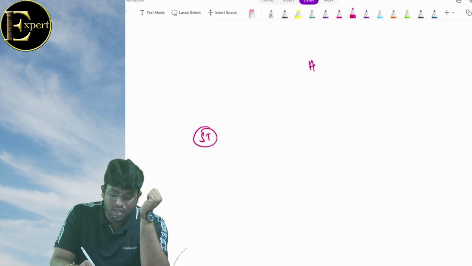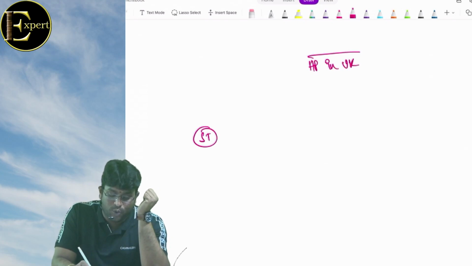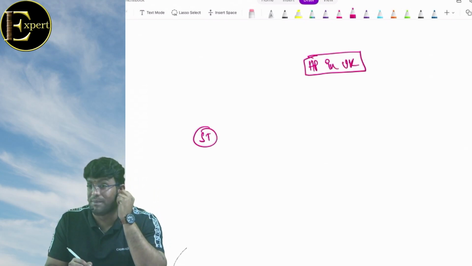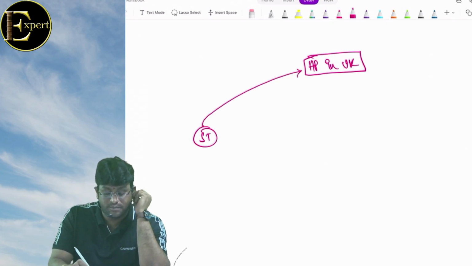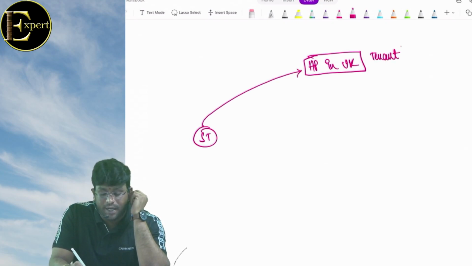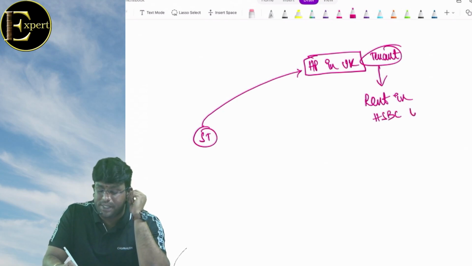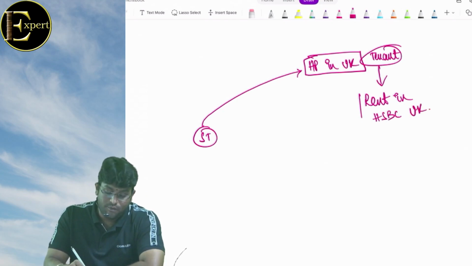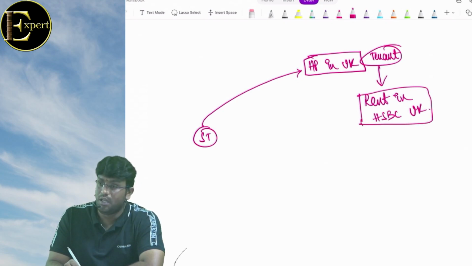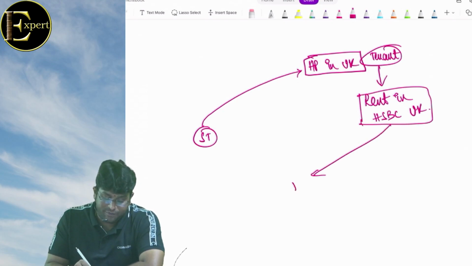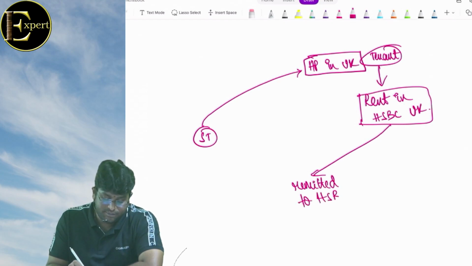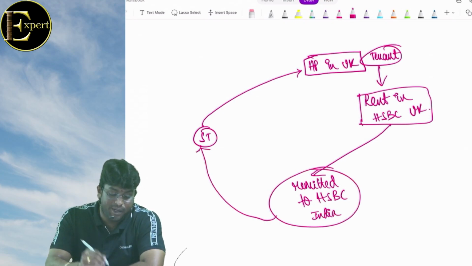Shiva Teja has got a house property in UK. Where is the property, beta? UK. And the tenant is depositing rent, depositing rent in HSBC UK. Where is the rent deposited? HSBC UK. And after that, it is remitted to HSBC India, from where I am taking money.